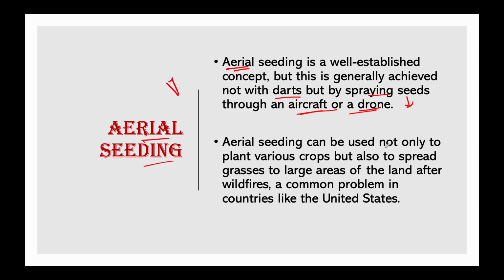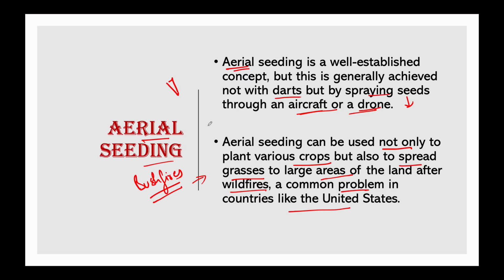Aerial seeding can be used not only to plant various crops but also to spread grasses over large areas of land after wildfires, a common problem in countries like the US. Even recently I made a video on Australia's bushfires, because such fires destroy a lot of plants. After that you need to reforest the area under afforestation measures. Therefore such steps are undertaken and they are very helpful.